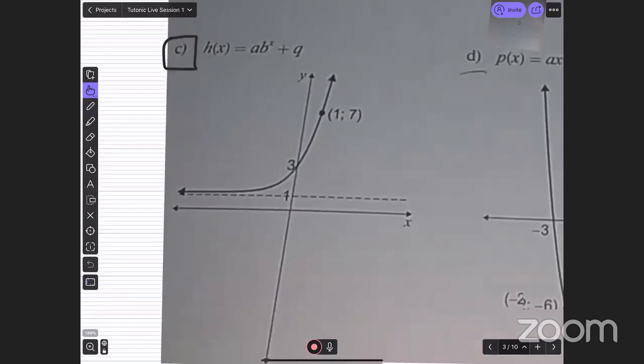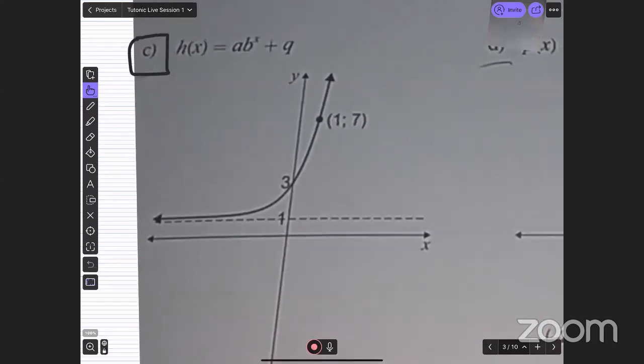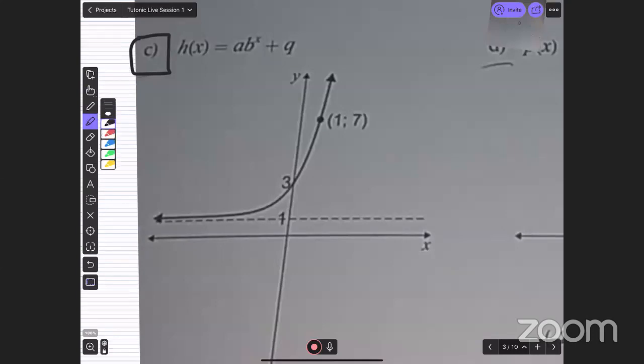This is an exponential function. How many asymptotes does an exponential function have? 1. And where is the natural asymptote? For a normal exponential function, where's the natural asymptote? It's 0. Don't say 0, tell me the equation, because if you say 0, it could be x equals 0 or y equals 0. Y equals 0.